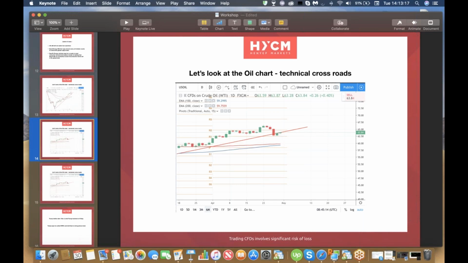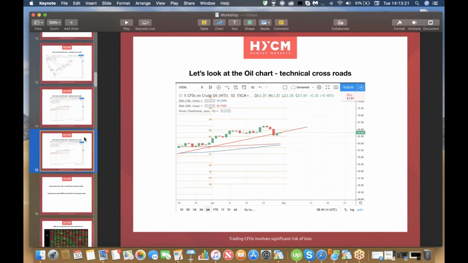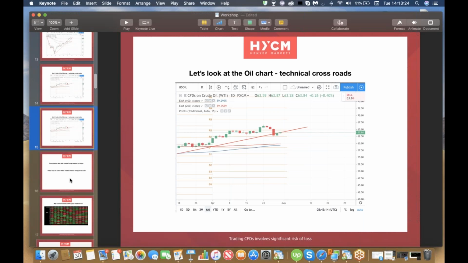We'll come back to oil later because we've got some more news that came out just in the European session. But I want to do a quick recap on where we are overall.